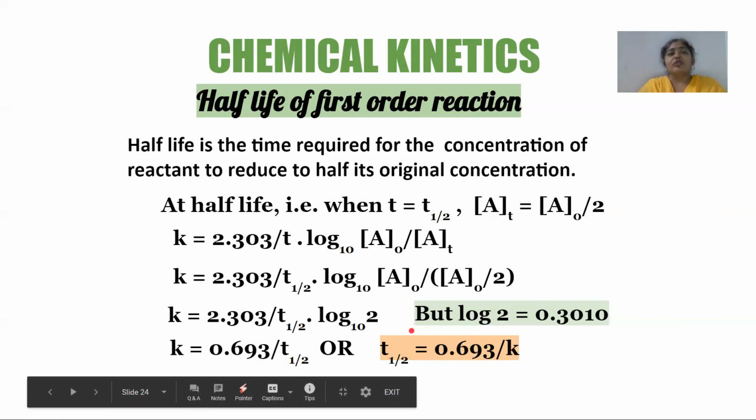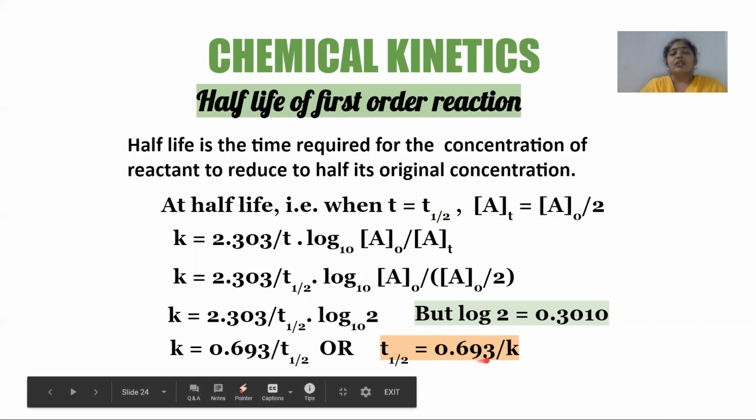So you may be asked to derive this expression, or you have to calculate the value of T half when the rate constant is given to you, or calculate the rate constant if T half is given to you, and so on. Okay, so very important derivation and a very important relationship. Now, why is this relationship so important? That T half equals 0.693 upon K.